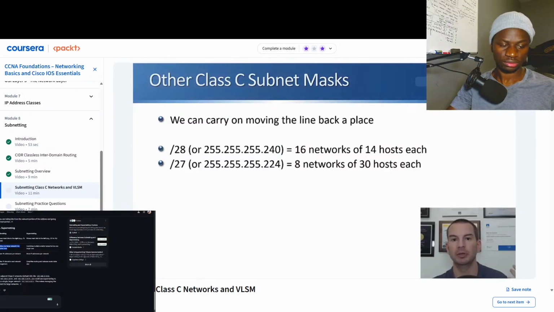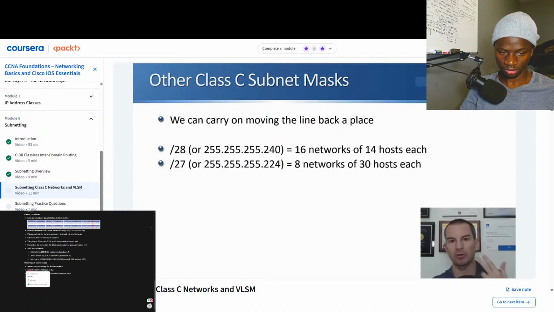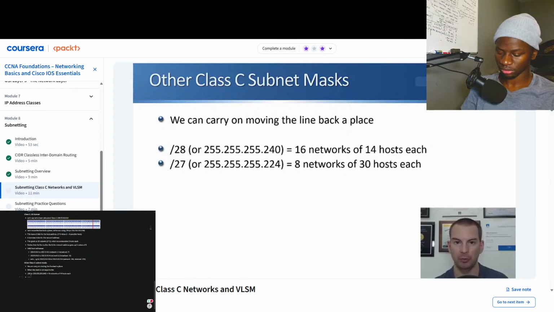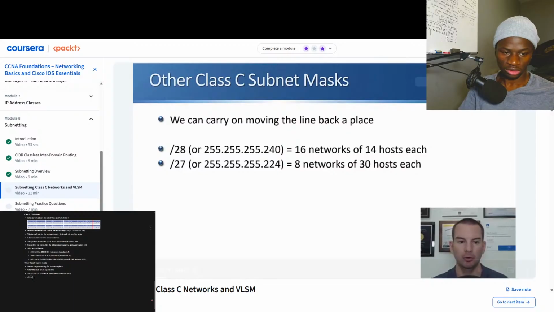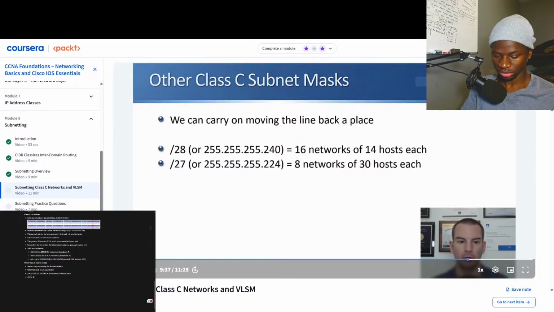A /27. That's going to be borrowing 3 bits, so that is 248 available networks, leaving 5 bits available for our hosts. /27: 2, 4, 8, 16, 32. Minus 2 gives us 30 available. Or 255.255.255.224. That's also something that I've got to learn or keep in mind.